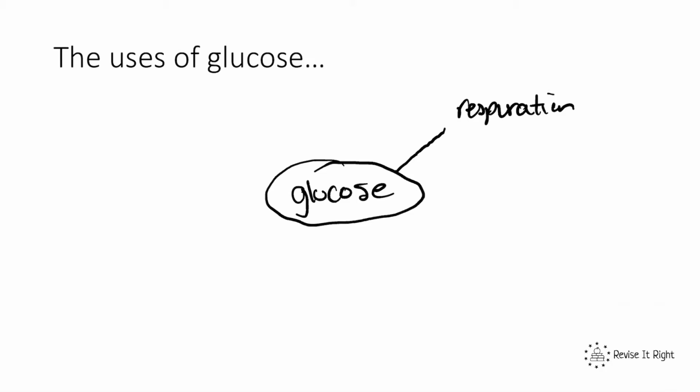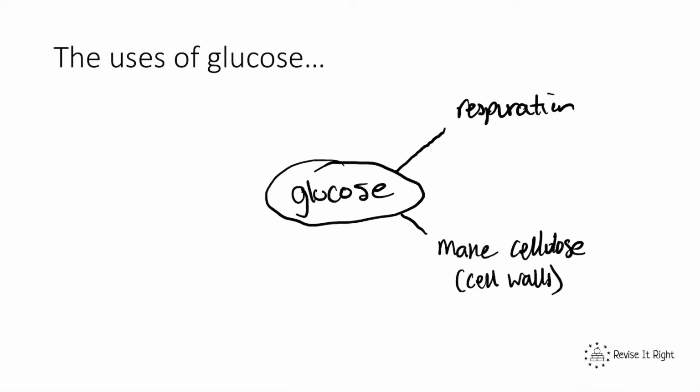Glucose can also be used to make cellulose. Now you'll remember that cellulose is what plant cell walls are made out of. So again, this is very, very important. The glucose is converted into cellulose for making the strong plant cell walls.